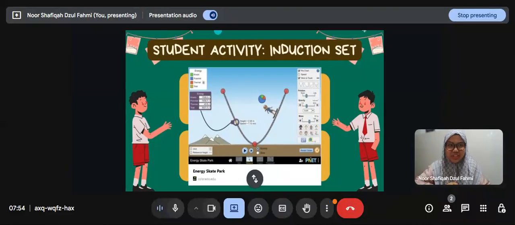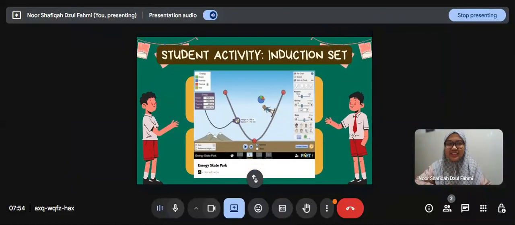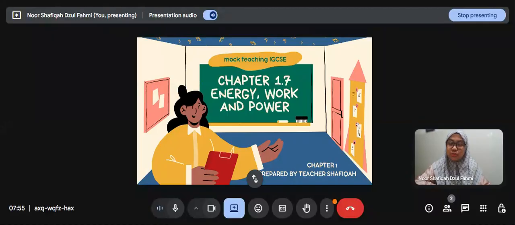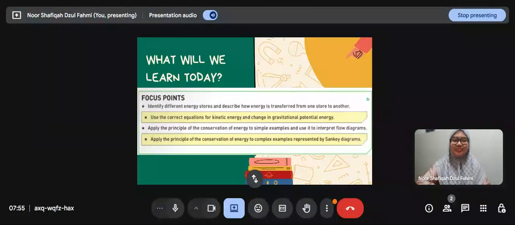Okay, welcome back to our class. Now, this demonstration at the skate park earlier actually relates to our topic today, which is chapter 1.7, energy, work, and power. Okay, so today we will learn about four main focuses, which is to firstly identify the different energy stores, just like we took a look just now. Okay, and how is each energy transferred from one store to another?